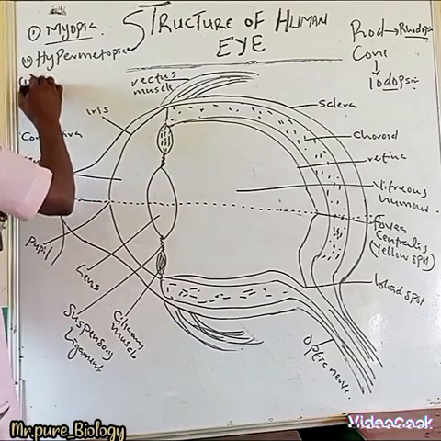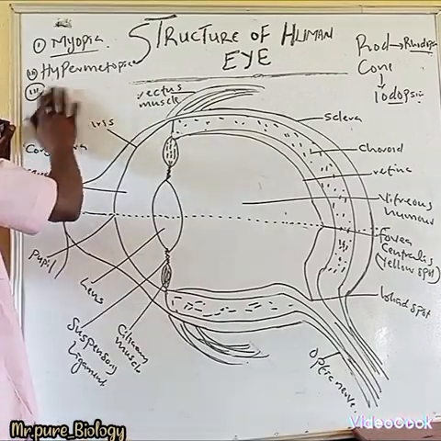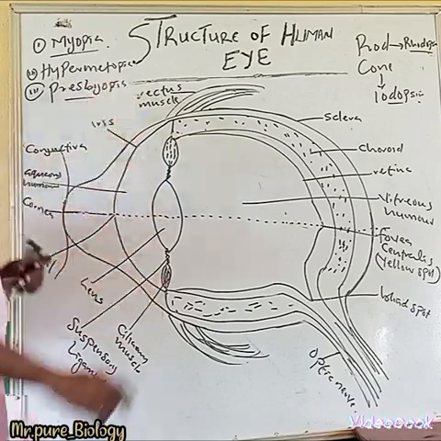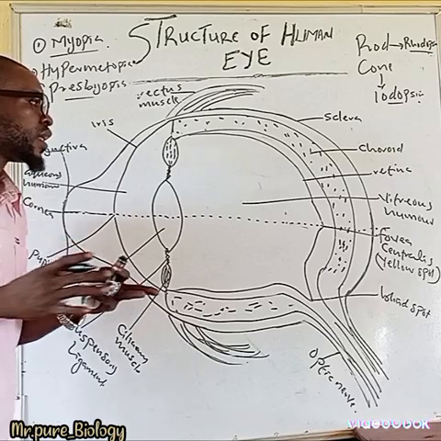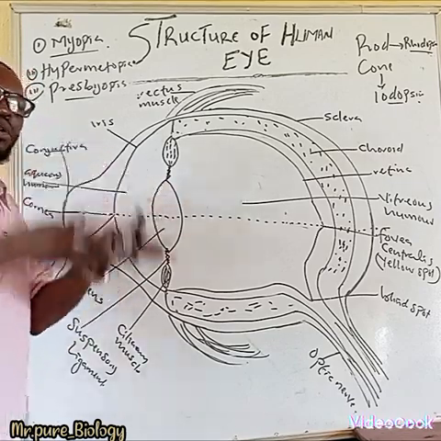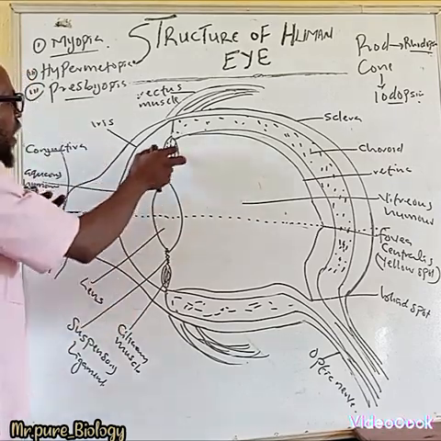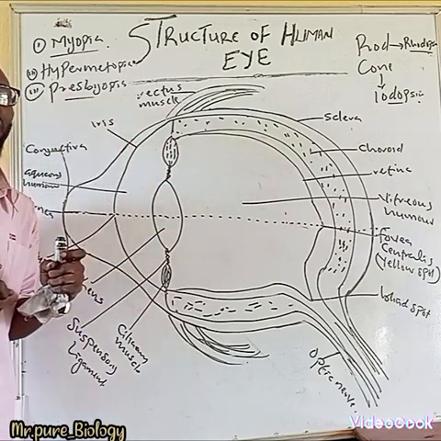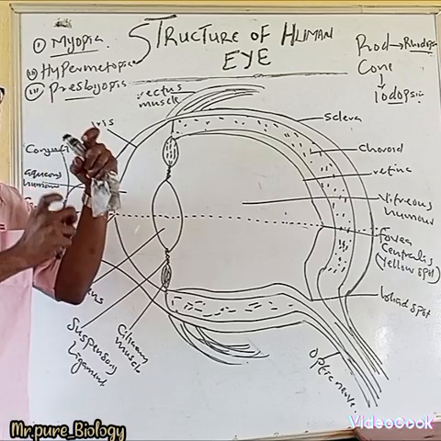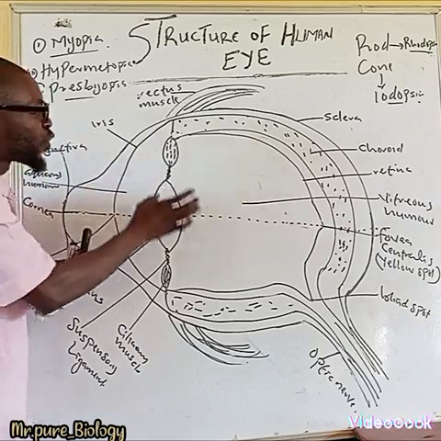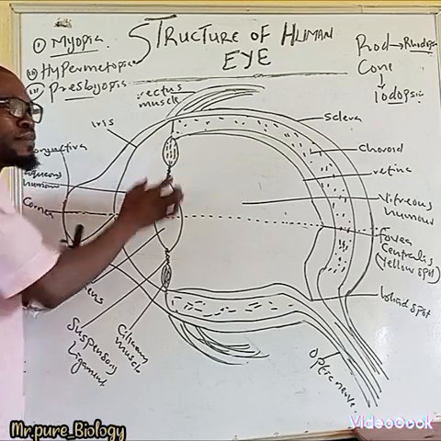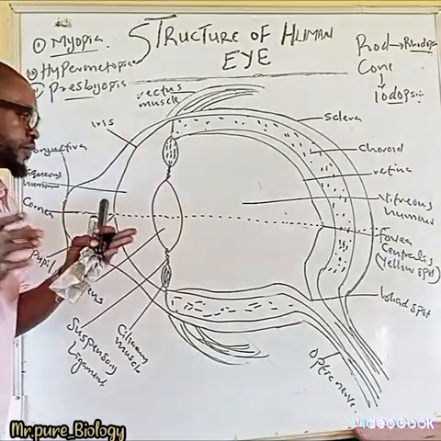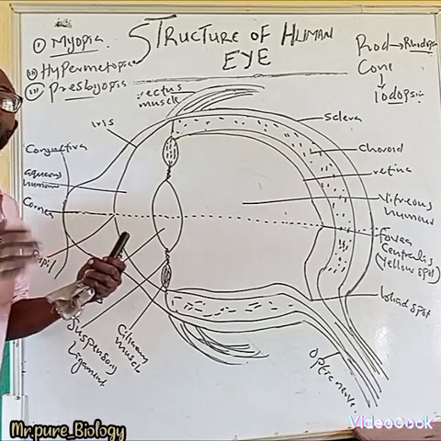The third one that we can talk about is old-sightedness, which we call presbyopia. This is a condition where the image is unable to form clearly on the retina, as a result of the weakness of the ciliary muscle that is supposed to change the curvature of the lens. So the image will be blurred, because of the inability of the ciliary muscle to alter the shape of the lens. And this is as a result of old age.